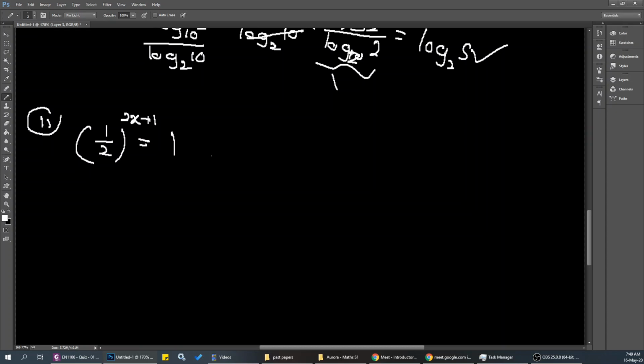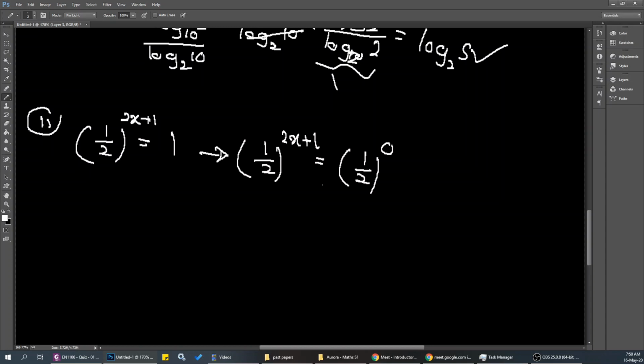So I'm trying to write this as half, again 2x plus 1. We know that anything raised to the power 0 is 1. So instead of 1, we can write anything here and raise it to the power 0. Any number raised to the power 0. So I just write it as half. I have the freedom to write anything here as the base and raise it to the power 0, and still we get the answer as 1. Now you can see that on the left side of the equation symbol you have half as the base, and on the right side you have half as the base.